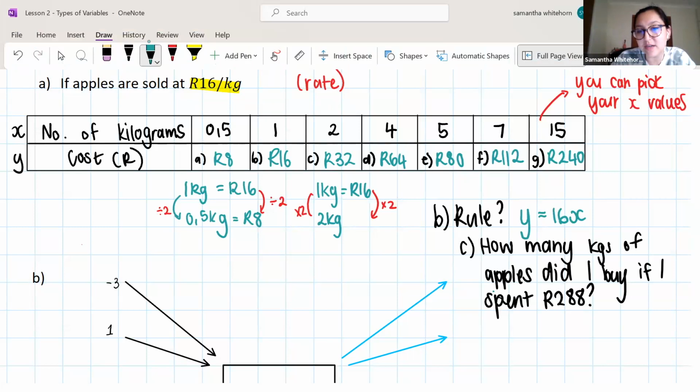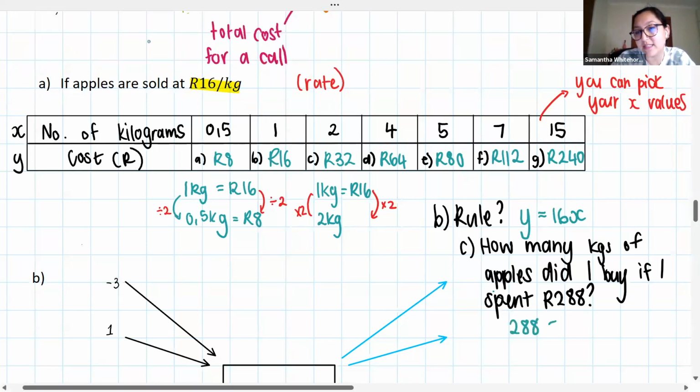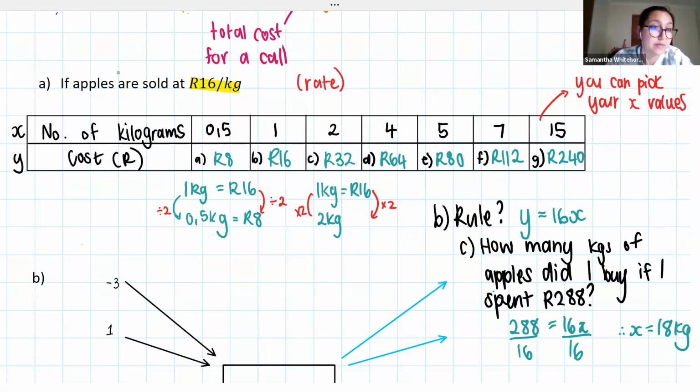Okay, so guys, if we sub in what we know, 288 is equal to 16x. And exactly as Chantal said, we want to know what x is. So we divide that 288 by 16, telling us that I bought 18 kilograms of apples. Don't know what I'm doing with all those apples, but I bought 18 kilograms. Thank you, Chantal. Well done. Right, so guys, again, once you have a rule and once you know what the relationship is between your two variables, you can do anything you need to do.